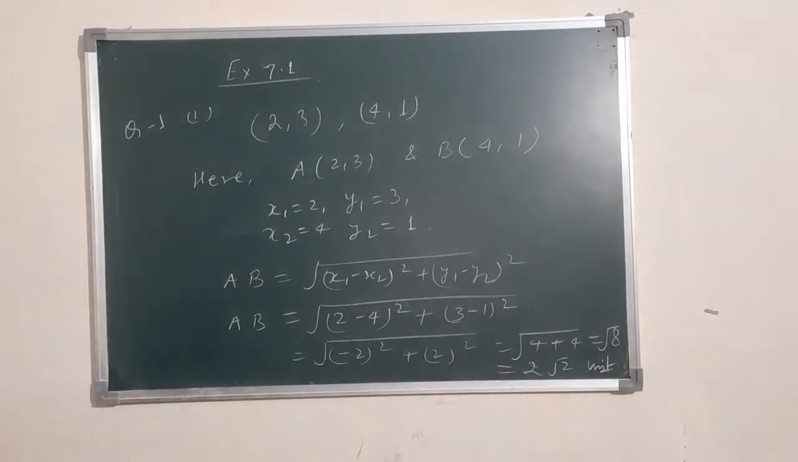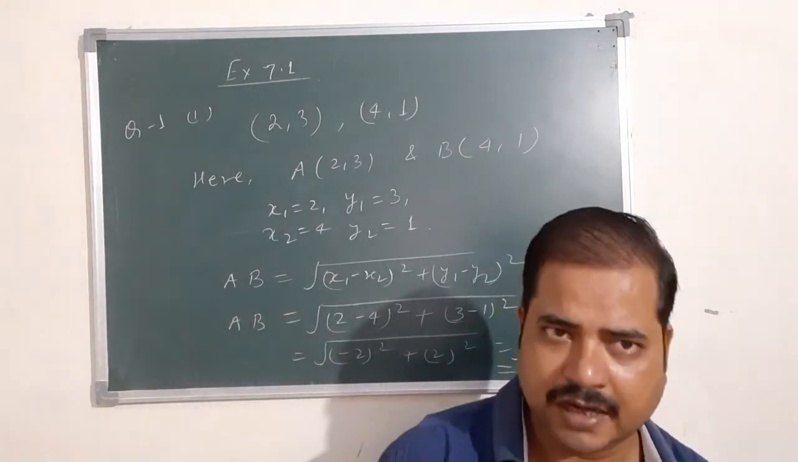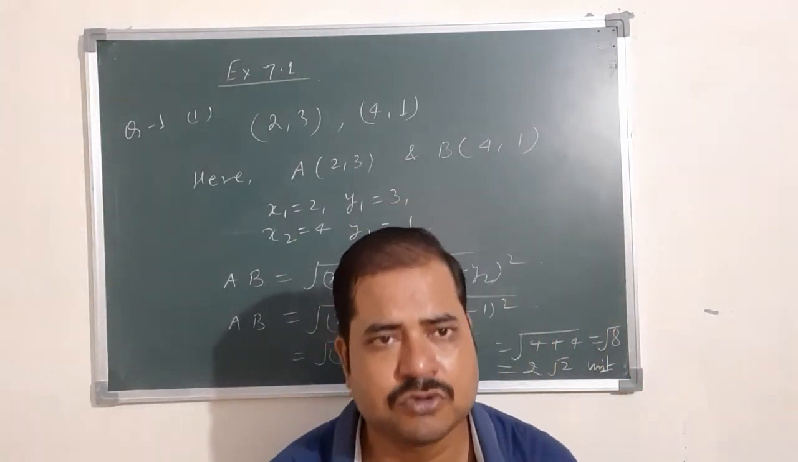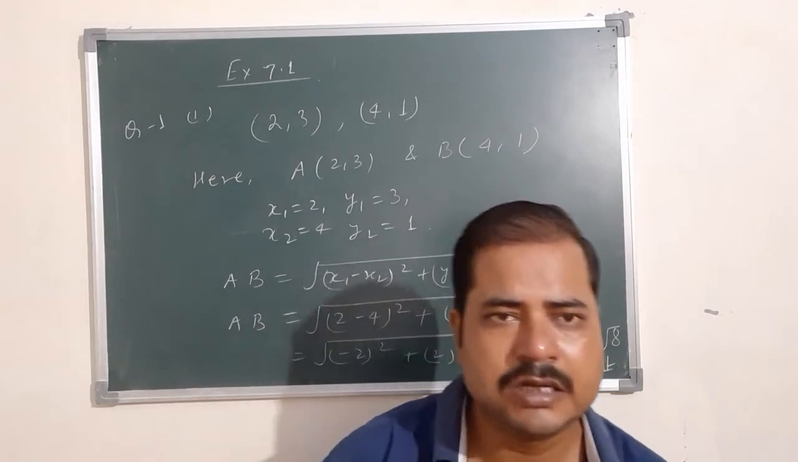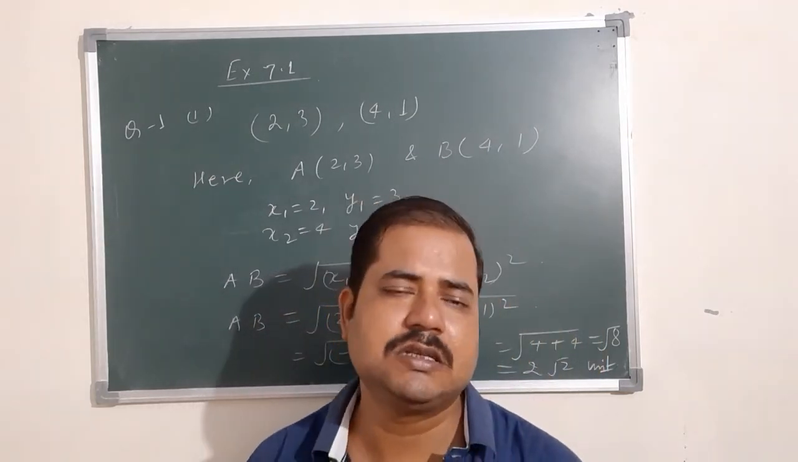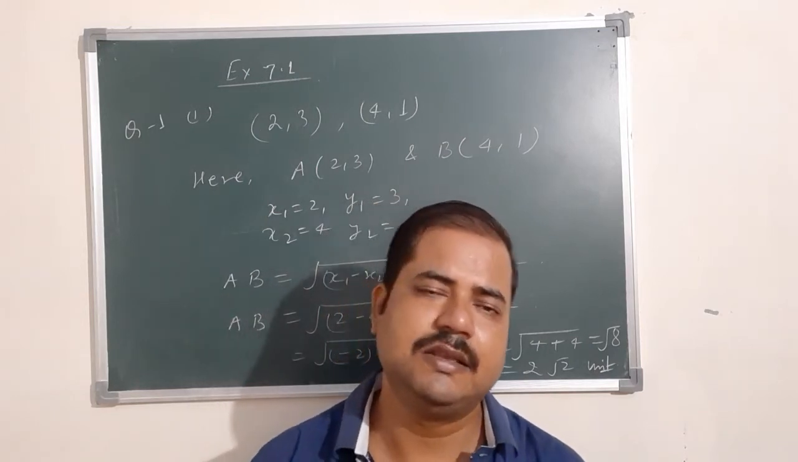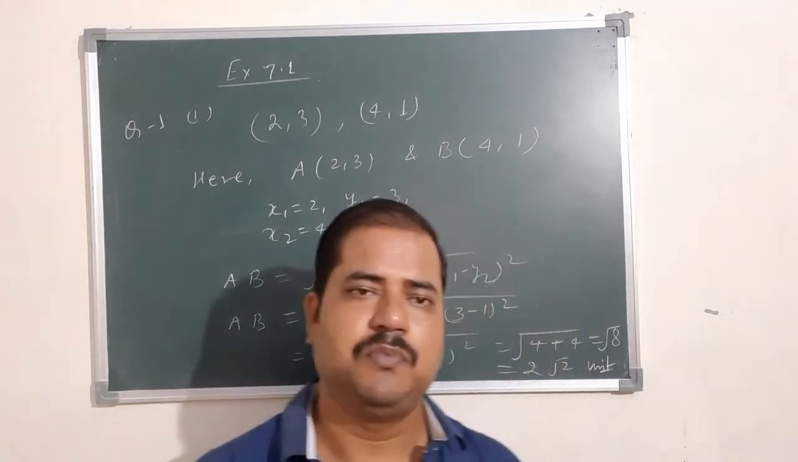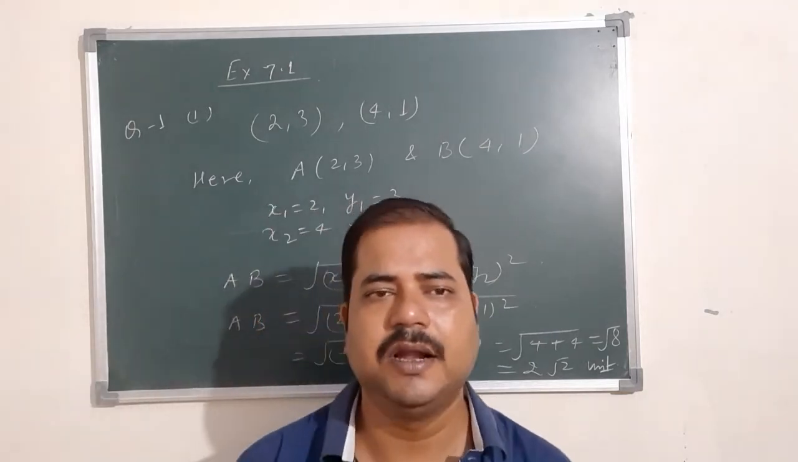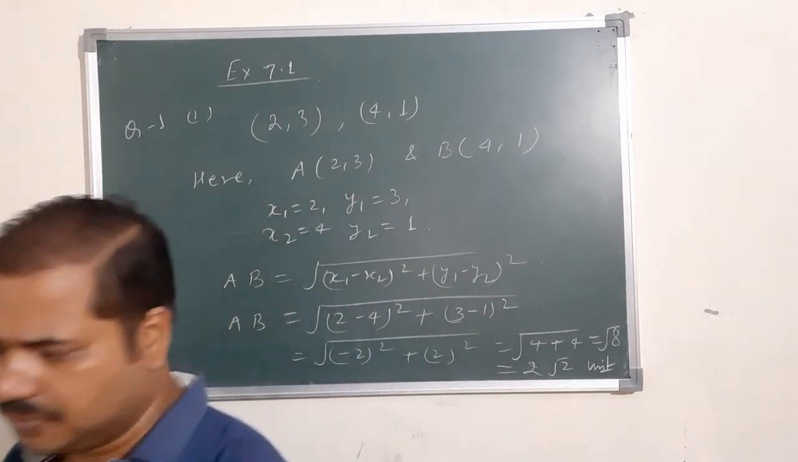Sometimes four vertices are given, and you have to show that they are the vertices of a square or rectangle. So you can find the distances. If all the sides are the same and the diagonals are the same, then it is a square. If opposite side distances are the same and the diagonals are the same, then it is a rectangle. So let us try to solve some questions.